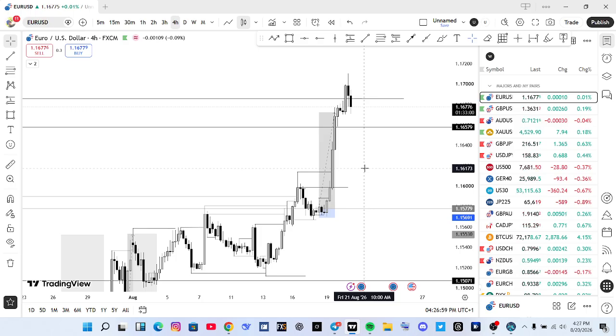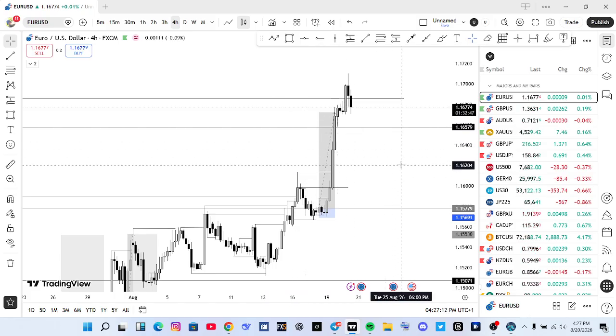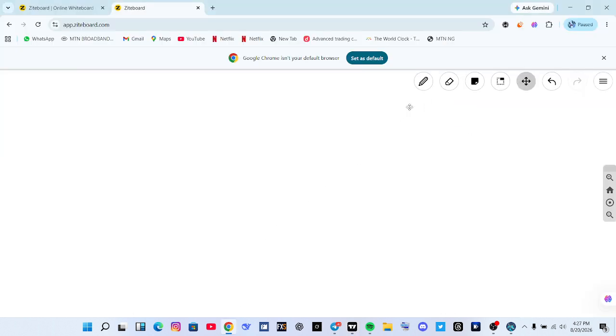Today we are going to be talking about structural bias. Structural bias. Now, previously we talked about how to find your bias using structure, origin, and delivery. But today we are going to be talking about structural bias. Now, just as the name applies, what is structural bias?